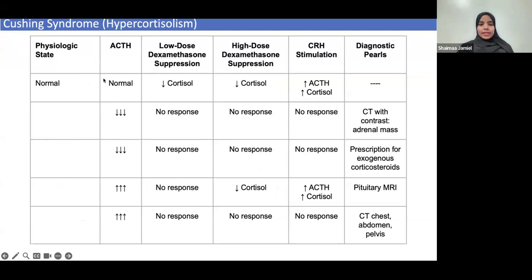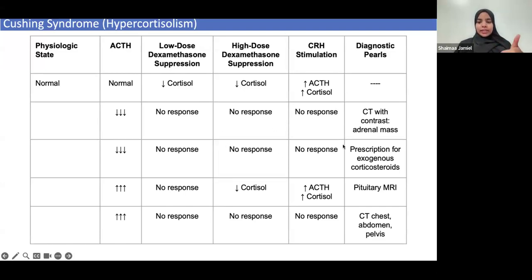So if this is the normal, ACTH levels are normal. There is low cortisol with both low dose dexamethasone and high dose dexamethasone. And if you gave CRH, it's going to increase. However, this one, when there's low ACTH, that means it's ACTH independent, and there is no response to the low dexamethasone, no response. This is, both of them are for when the ACTH levels are high.